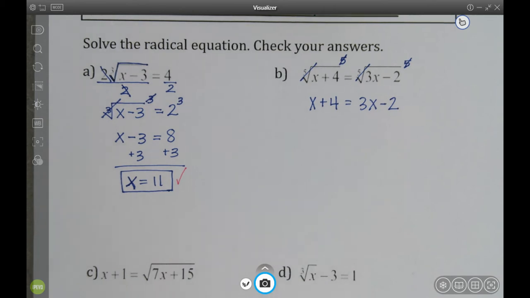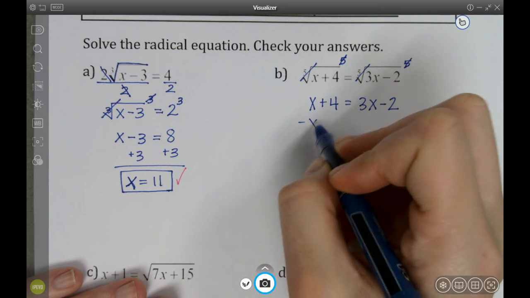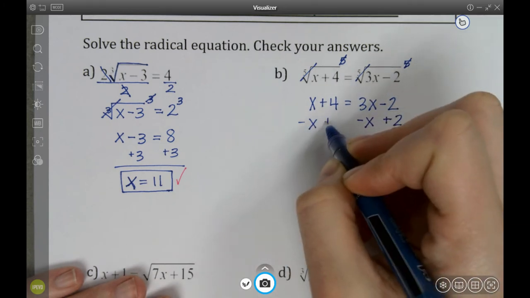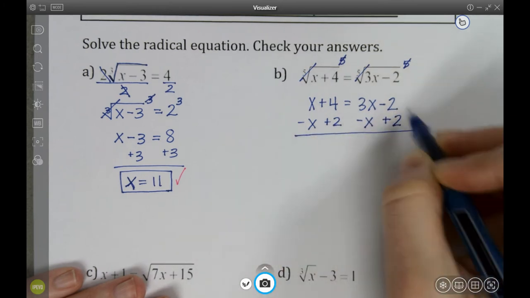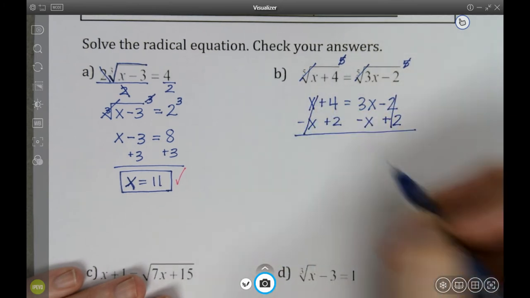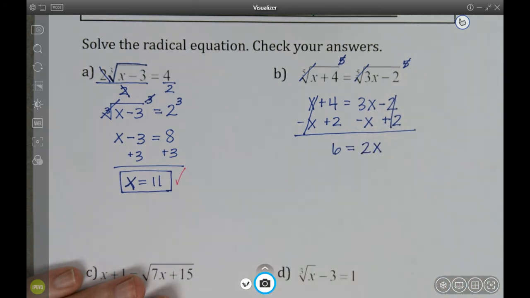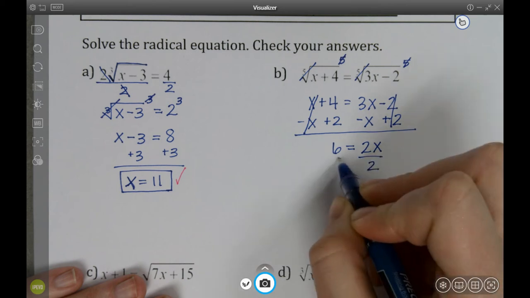And then hopefully you can solve this equation. I don't think I can. We're going to subtract x from both sides and add 2 to both sides. Six equals 2x. Divide by 2, and what does x equal?